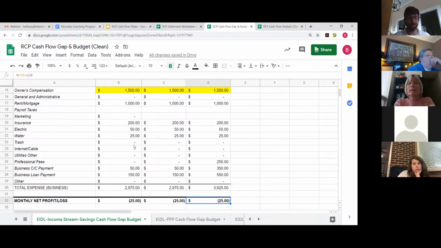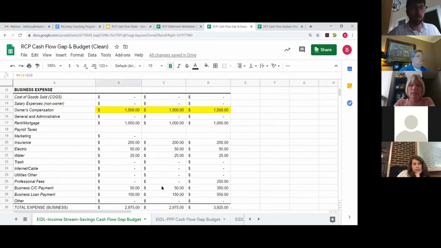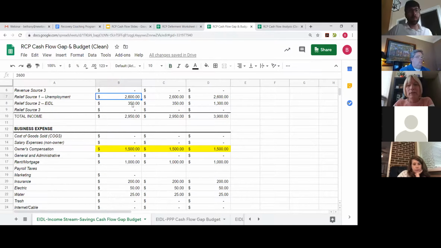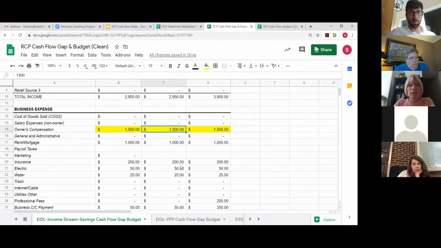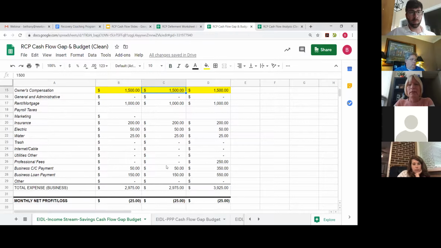So in this scenario, they're just slightly in the black, but this could be a compelling scenario for someone if they file for the unemployment, they split their EIDL up between the 3 months. Again, their owner's compensation is reduced, but they're simply going to be able to close up shop for 3 months and wait and see what happens, and maybe use that time to do some business planning and be able to open up and be more profitable.